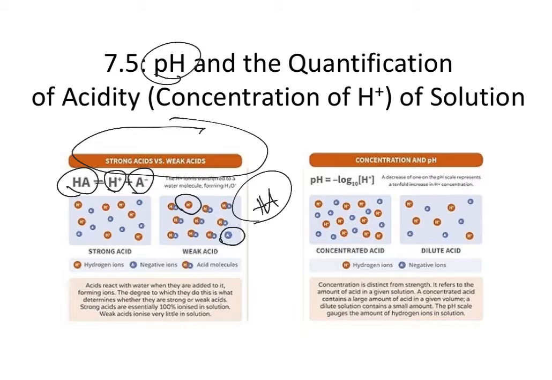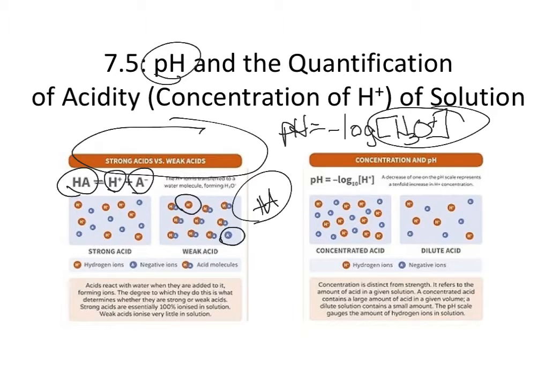And obviously that's going to affect calculations of pH because, as you will see, if you don't already remember, the formula for pH is minus log of the concentration of the hydronium ion. And since a weak acid doesn't make very many hydronium ions, the pH calculation is totally different.